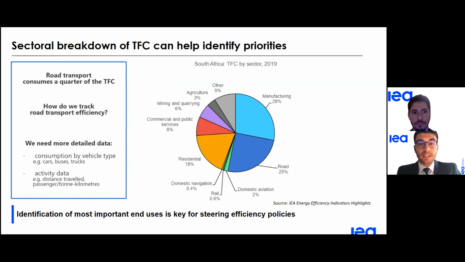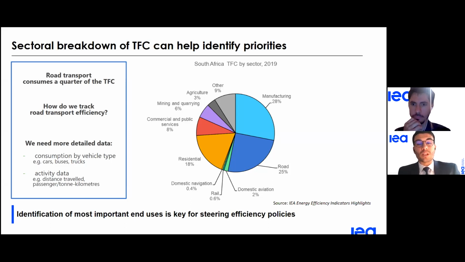And why do we need this end-use data? Energy end-use data is important to better understand the patterns of energy consumption, so the demand side patterns, as well as identifying priority areas for policy. So here, for example, we can see the shares of South Africa for total final consumption. In this case, we can quickly identify that road transport is responsible for a quarter of the energy consumption.